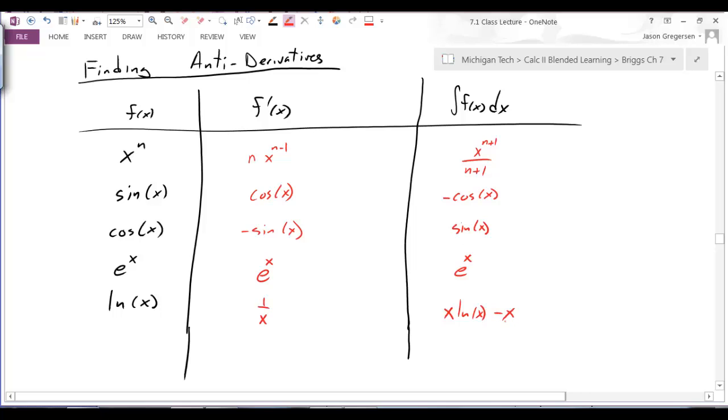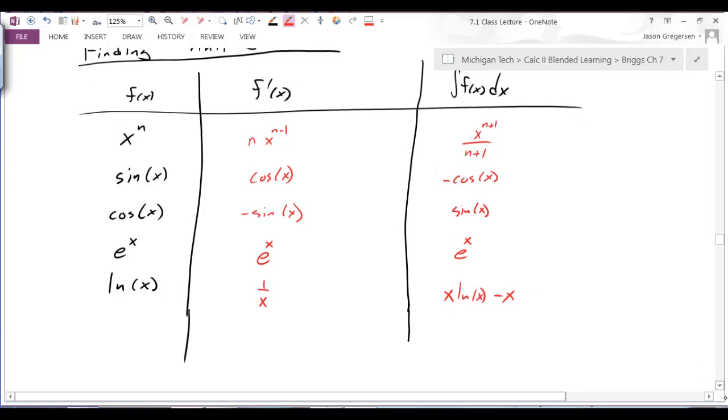It's not one we have to memorize. It's kind of an outlier. To actually find this integral, we have to use a technique called integration by parts, and we're going to learn about that in 7.2. So it's not one of the ones you necessarily have to memorize. But there is another one that kind of stands out. So this one doesn't really fit the mold here.